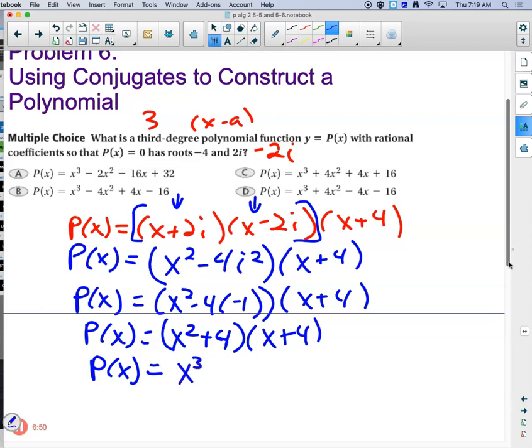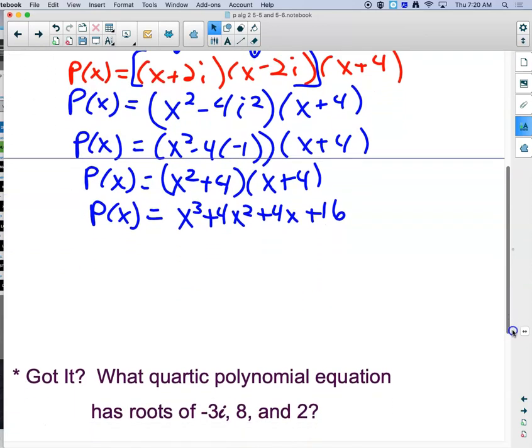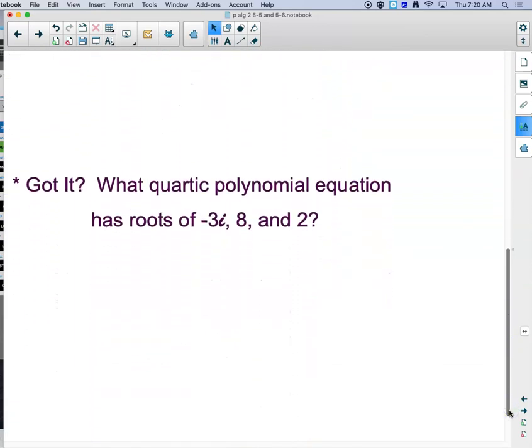First times first, x squared times x is x cubed. Outside times outside, 4 times x squared is 4x squared. Inside times inside, positive 4, positive x gives you positive 4x. Last times last, 4 times 4 is 16. And then we can go back up here and look for our answer. We see the only one that doesn't have subtraction in it, because our answer doesn't have subtraction in it, is C. And it matches up perfectly. So, it wouldn't have had to be multiple choice. Obviously, we had a bunch of work we had to do to get to that point.